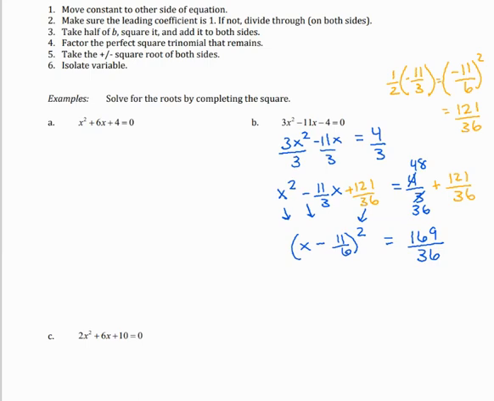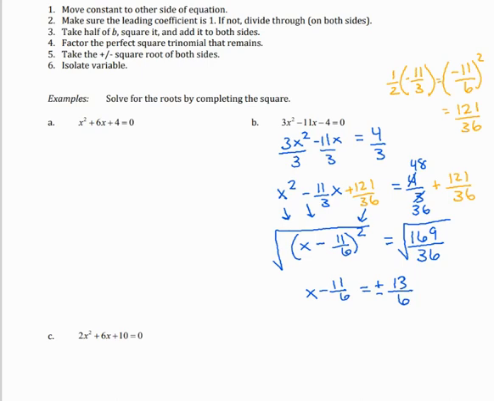Even though we have a fraction, my next step, step 5, is to take the square root. If I take the square root of the left-hand side, the square cancels, so I'm left with x minus 11/6. And if I take the square root of the right-hand side, I have 2 perfect squares in there, so I don't have to worry about any rationalizing. Again, the fraction is no problem because those are both perfect squares. The square root of 169 is 13, and the square root of 36 is 6. Don't forget, though, we need the plus or minus.